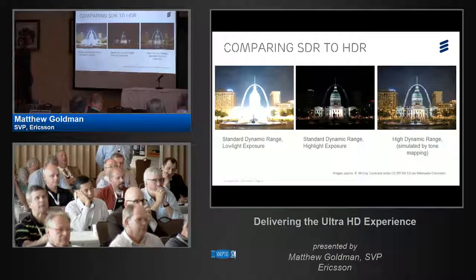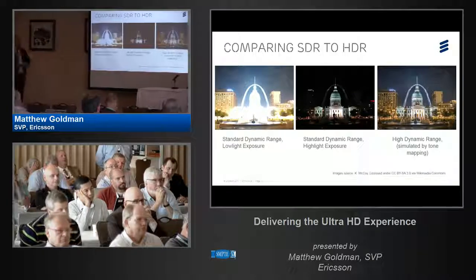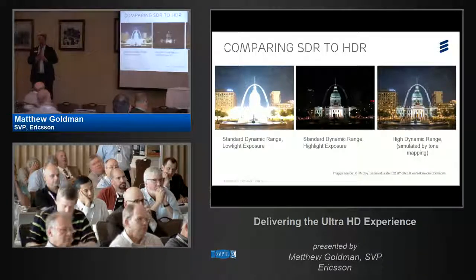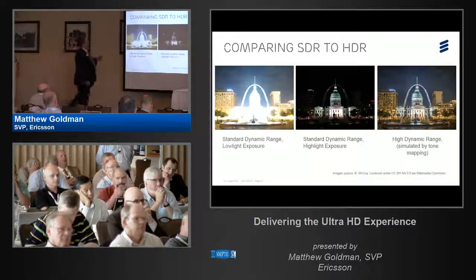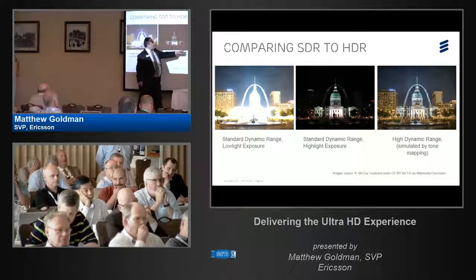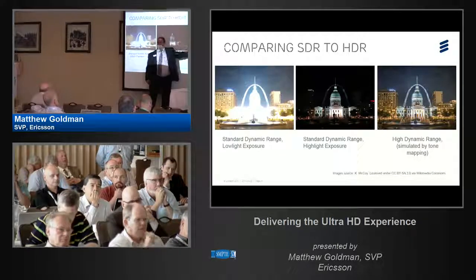So the way you do it with still cameras today is you actually take multiple exposures and you do something called tone mapping, in order to get the right density. This is what your eye, if you were standing outside, is really seeing.